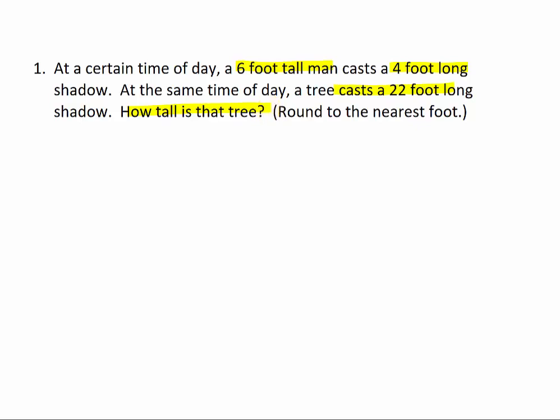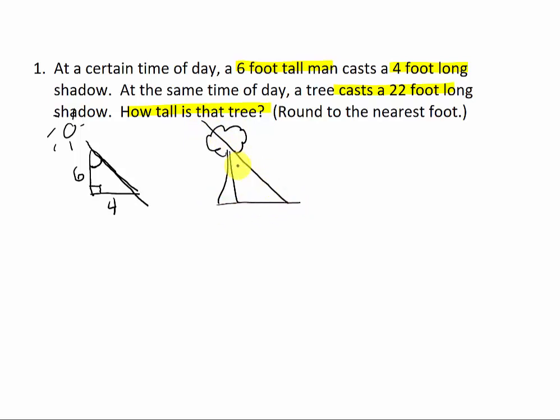Okay, so I'm going to sketch a picture of what's going on here. I have a 6-foot tall man, and we're going to assume that he is forming a right angle with the ground, and the shadow that he's casting is 4 feet long. Now, when the sun is shining on two things that are relatively close together, that angle is going to be approximately the same for the man and for the tree, right? So the sun is going to hit this tree at the same angle that it hit the man. So these angles are going to be congruent. And the tree, we're going to assume, is also forming a right angle with the ground because it's growing vertically up.